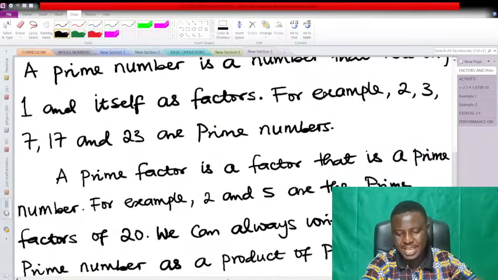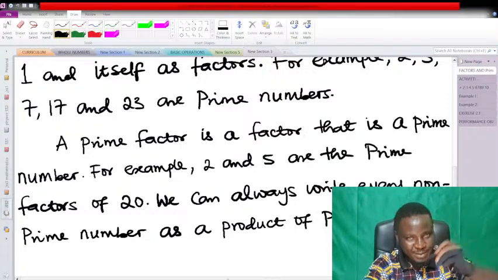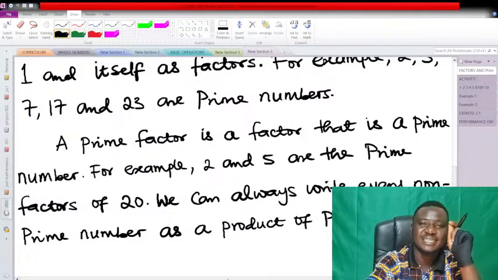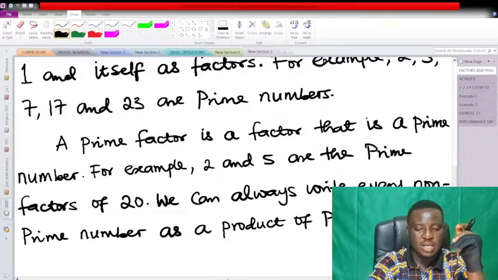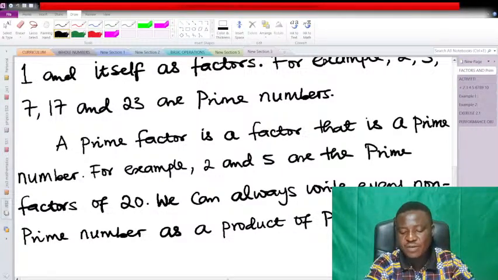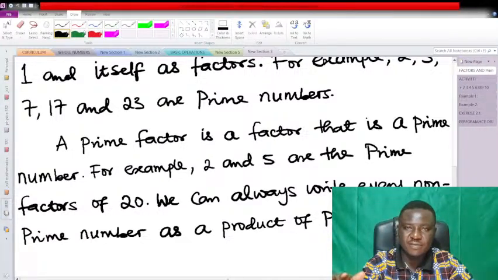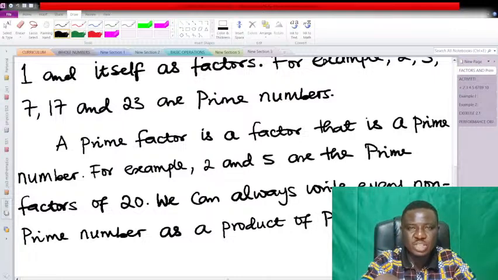What about a prime factor? A prime factor is a factor that is a prime number. For example, 2 and 5 are the prime factors of 20. They are the prime factors of 20, which doesn't mean they are the only prime numbers that we have. Prime factors must be associated with a number. For example, I say 2 and 5 are the prime factors of 20.